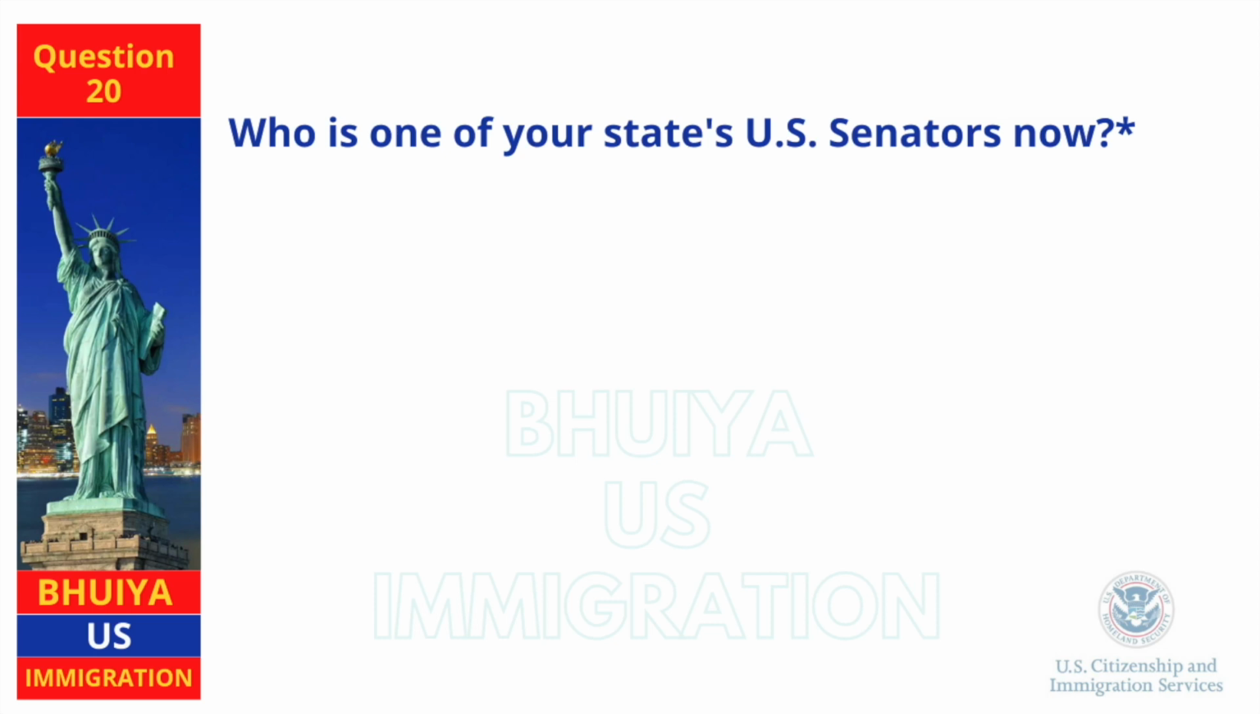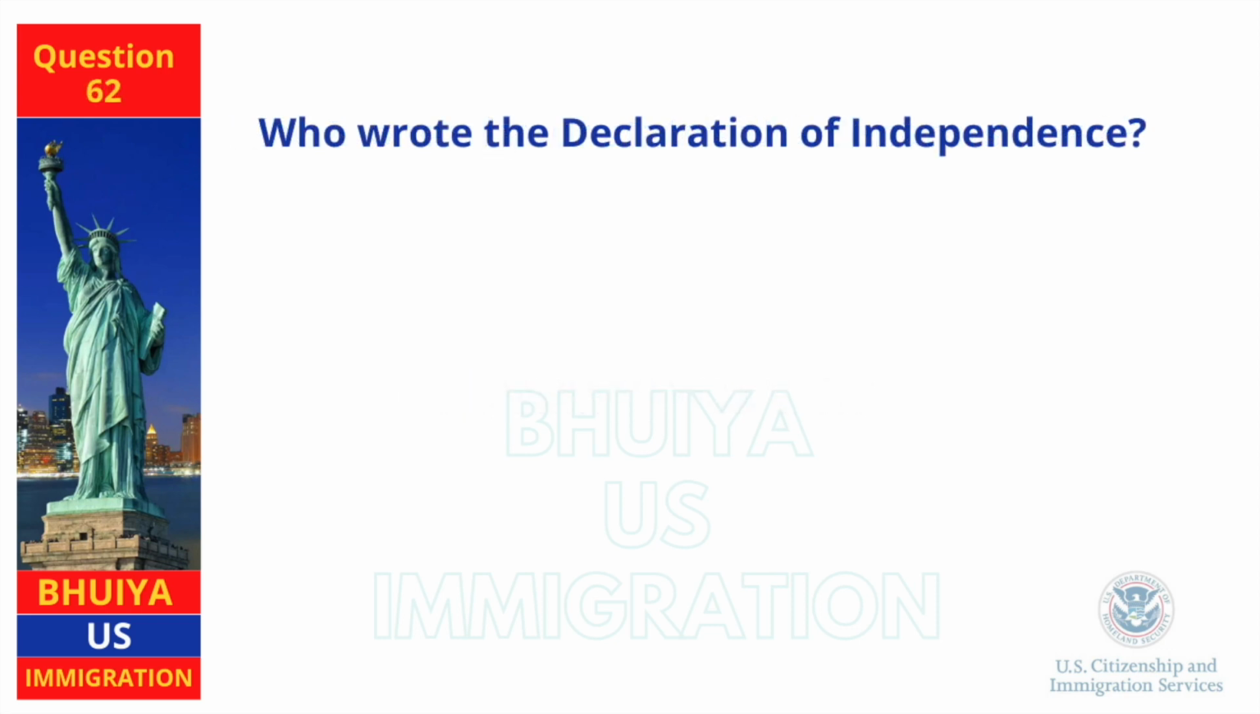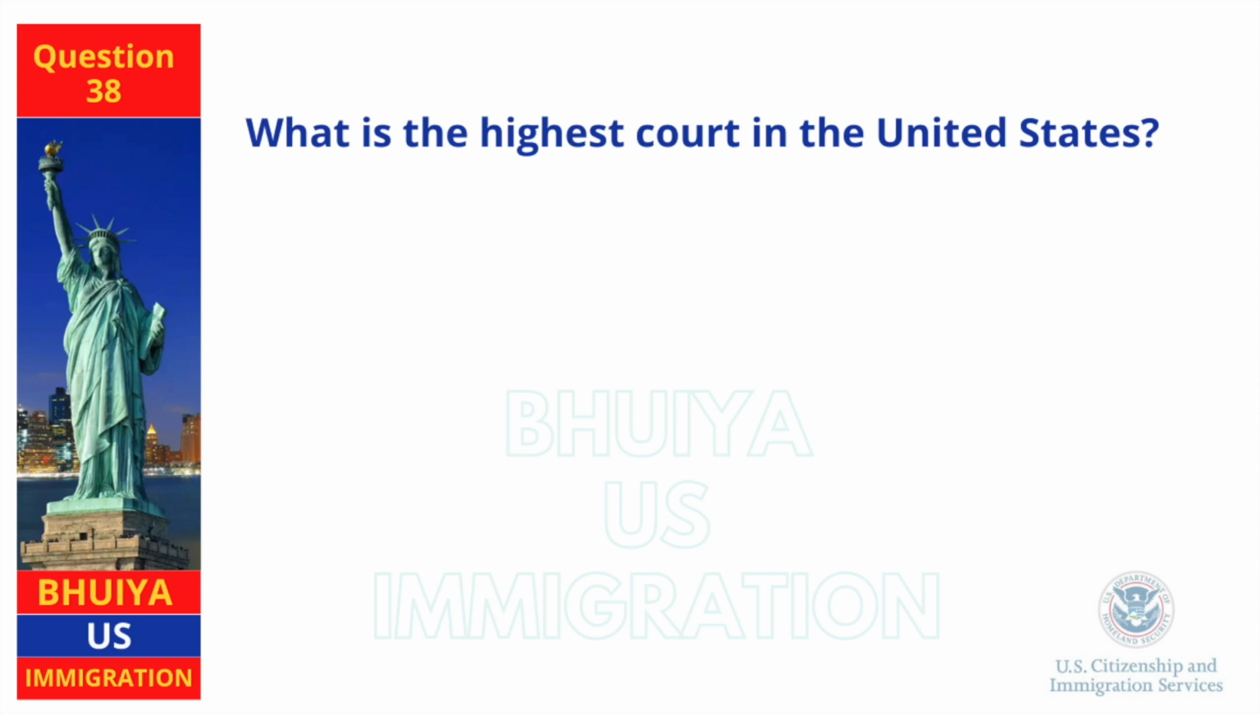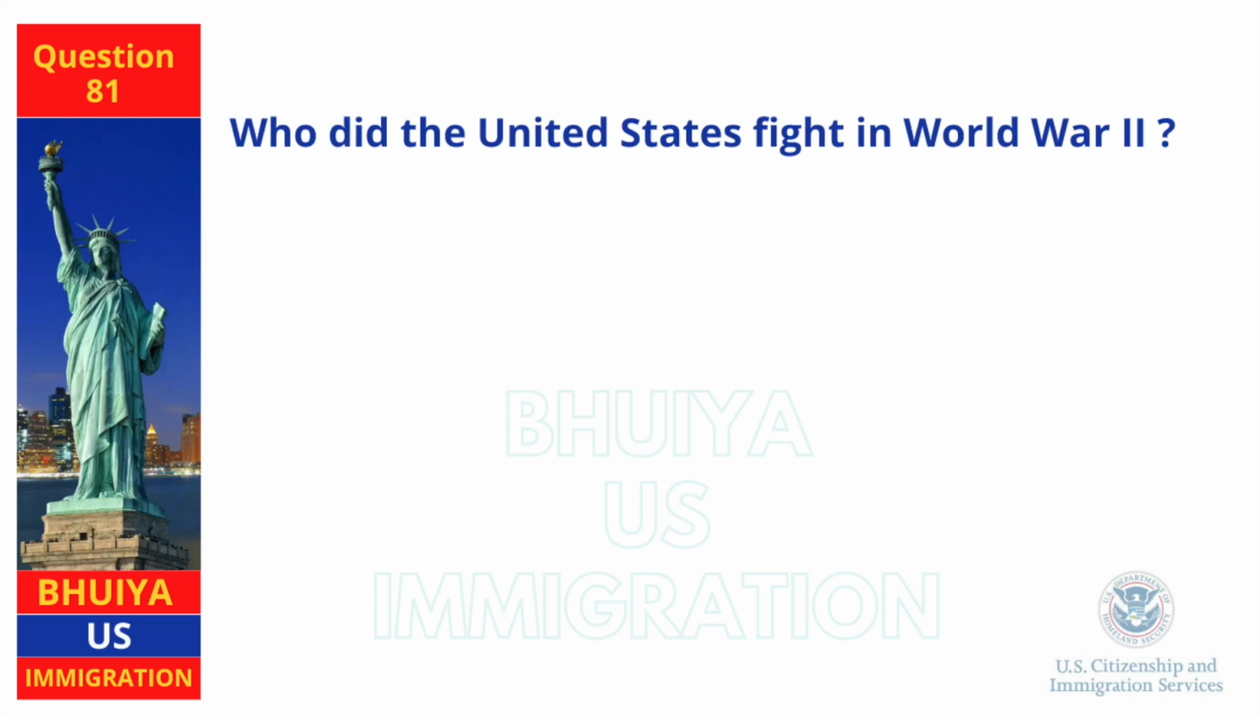Who is one of your state's US senators now? This answer will vary. Who wrote the Declaration of Independence? Thomas Jefferson. What is the highest court in the United States? The Supreme Court. Who did the United States fight in World War II? Japan, Germany, and Italy.